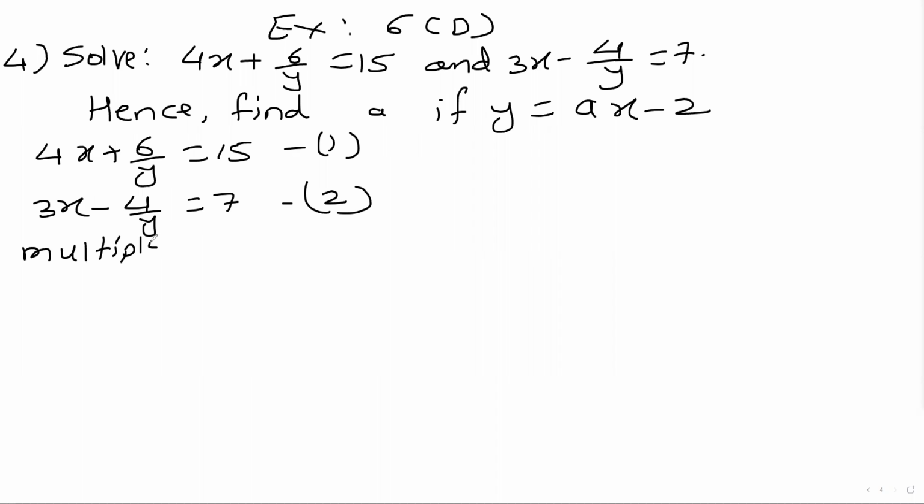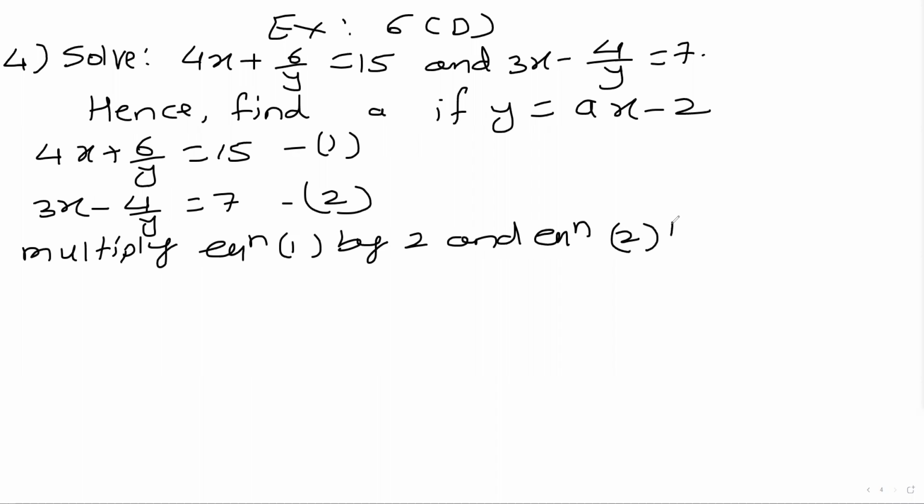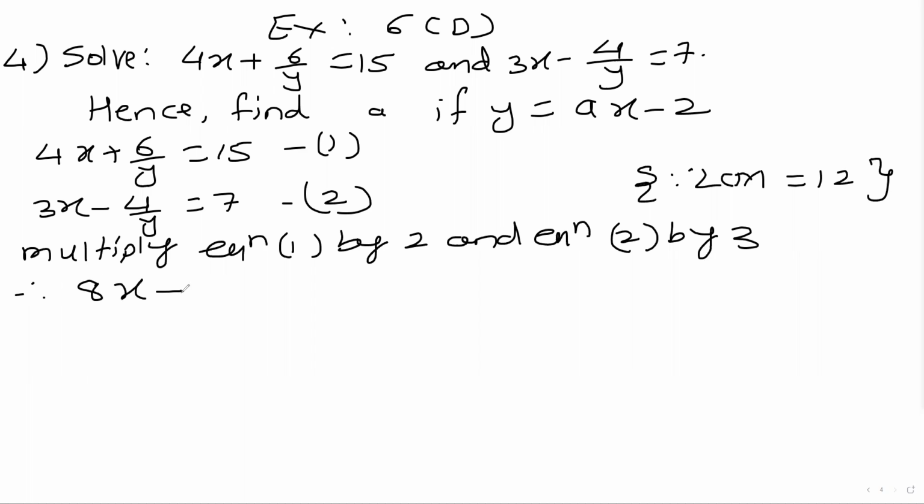So write down, multiply equation 1 by 2 and equation 2 by 3. Just for reference, write down since LCM is equal to 12. Anyways, so what do you get? Tell me now. What do you get when multiplied by 2? 8x plus 12y is equal to 30. Let's call this equation 3.